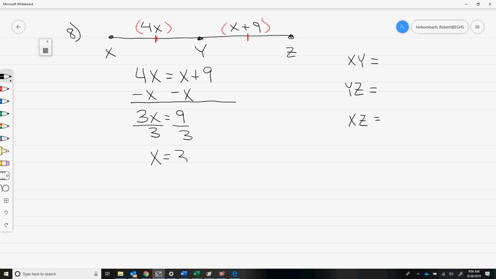But that's not the answer. You need x to y. So isn't this 4 times 3? X to y is equal to 4 times 3. What's 4 times 3? 12. Y to z is x plus 9. So this is 3 plus 9. And 3 plus 9 is 12. And finally you need x to z. Well, if both pieces are 12, then x to z is 24.